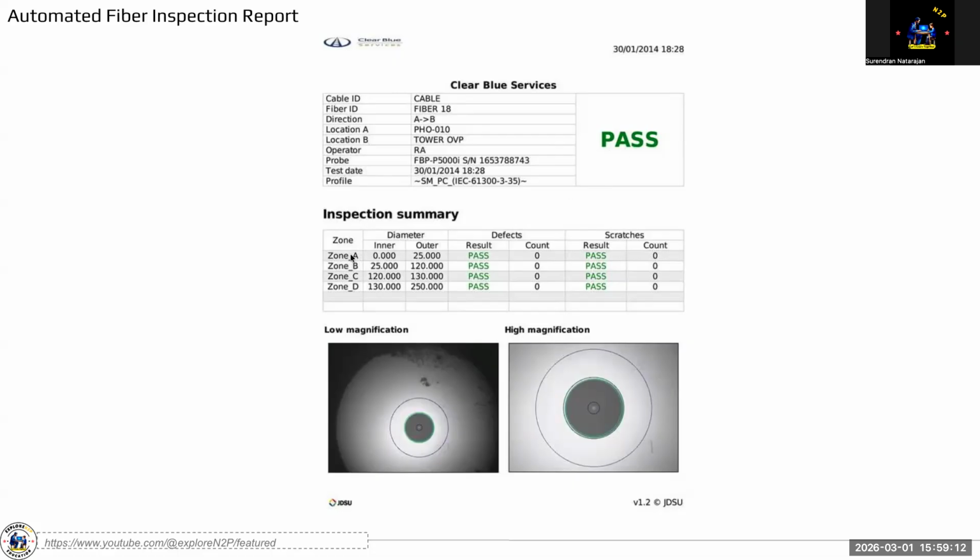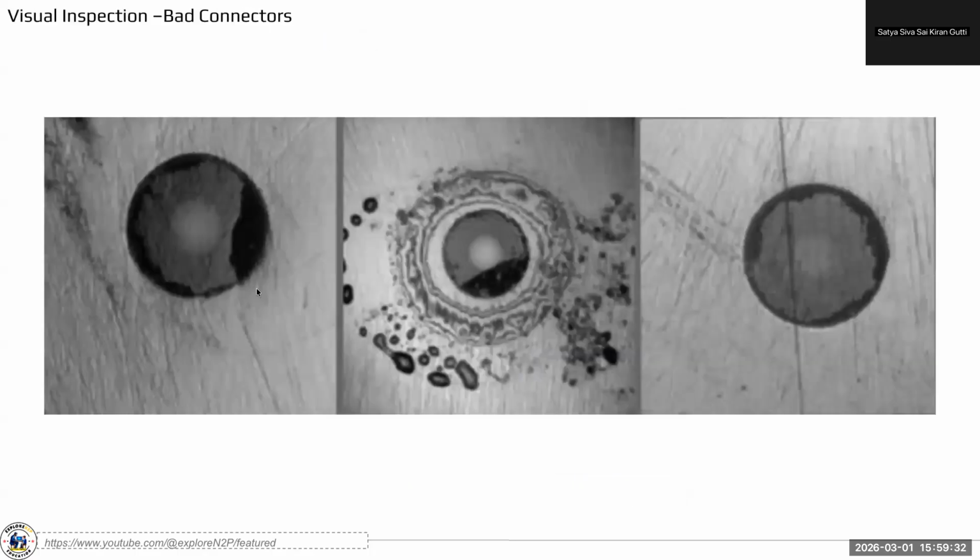It splits the area into 4 zones. The first zone, the blue color, is the core area and cladding area, and then the outer area. Zone D is the bigger area. See some of the dust in the fiber.